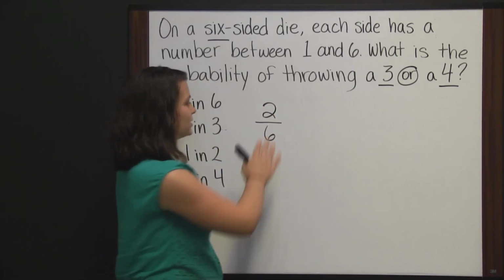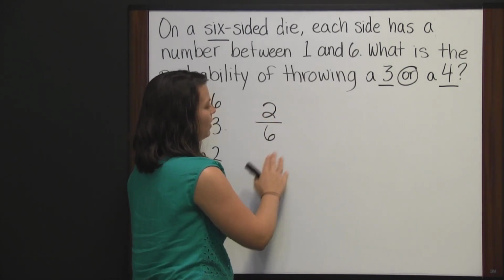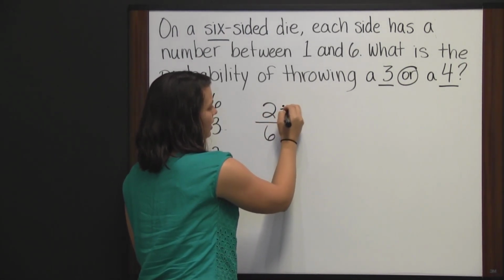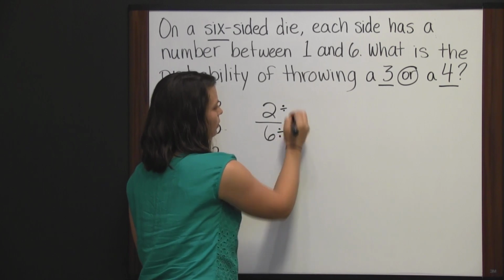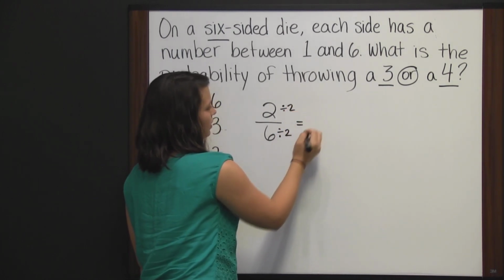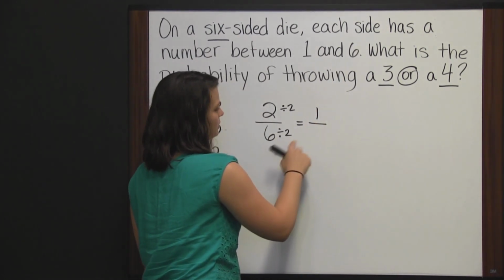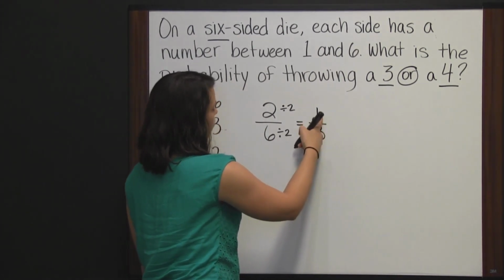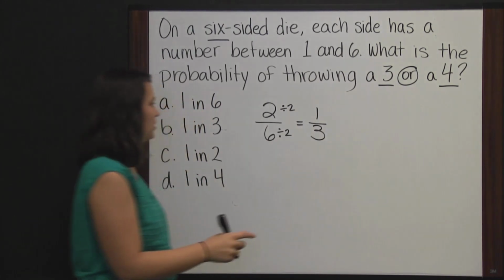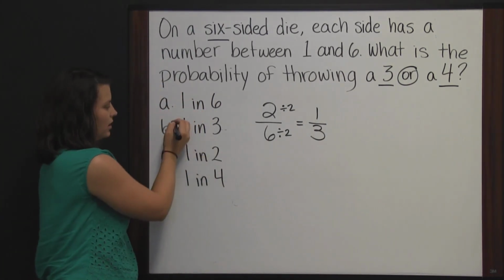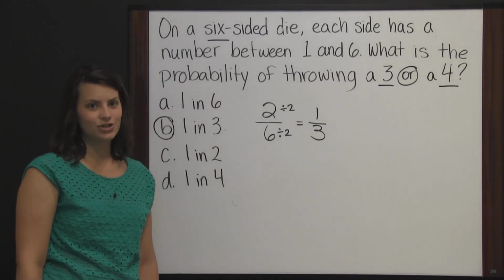And then of course we can simplify our fraction by dividing the numerator and the denominator both by 2. 2 divided by 2 is 1, and 6 divided by 2 is 3, so it's 1 in 3. Or, written like this, a 1 in 3 chance.